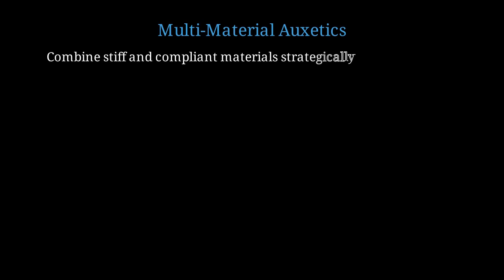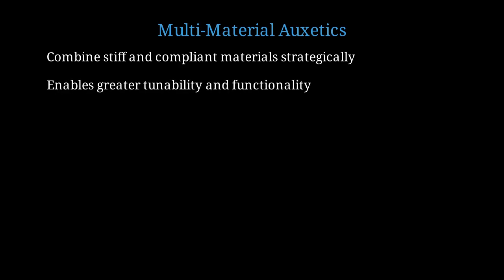An exciting frontier is multi-material auxetics, where different materials are combined in a single structure to achieve enhanced properties. By combining stiff and compliant materials strategically, you can control where deformation occurs. Stiff elements act as rigid links, while compliant elements act as hinges. This enables much greater tunability. You can create structures that are stiff in some directions and compliant in others, or that respond differently to tension versus compression.